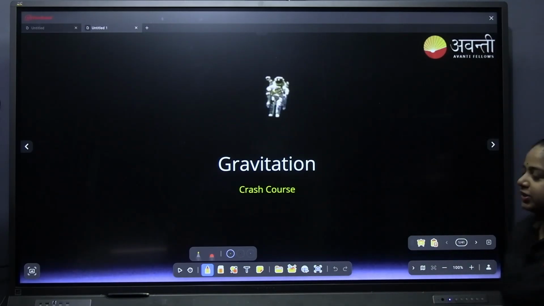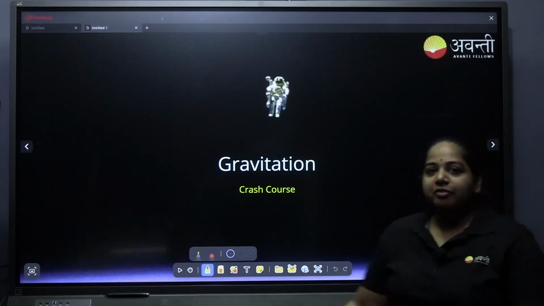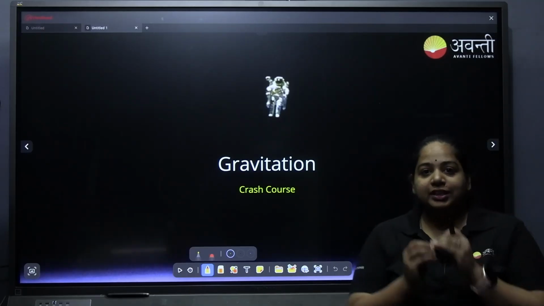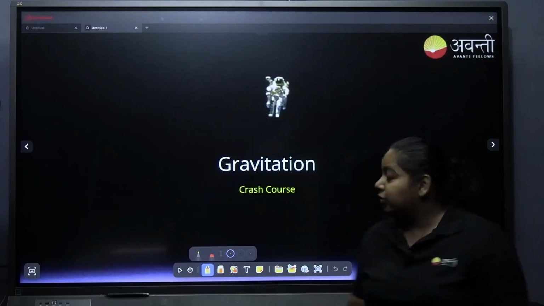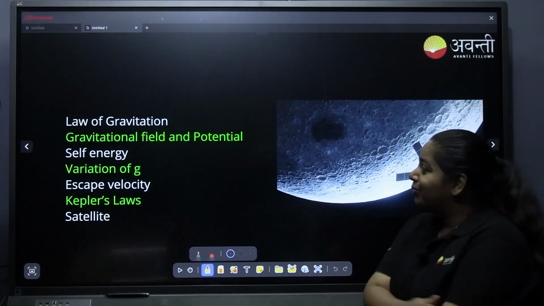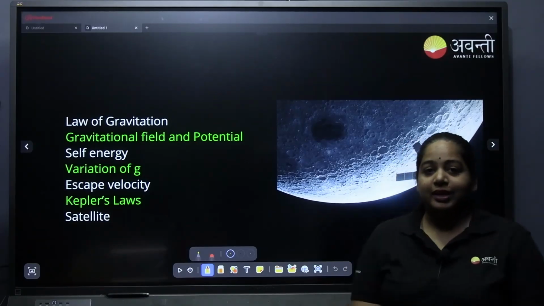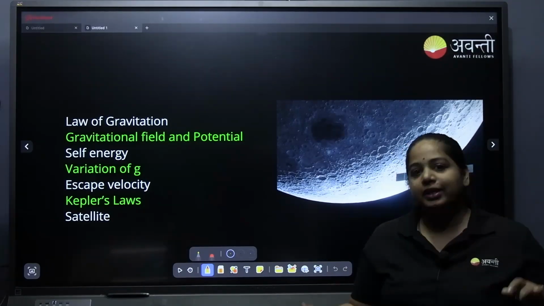Okay, so we will start with the chapter gravitation. And for this chapter, the first thing we learn is Newton's law of gravitation. And it's a universal law. What is meant by universal law? It is obeyed by everything in this universe.